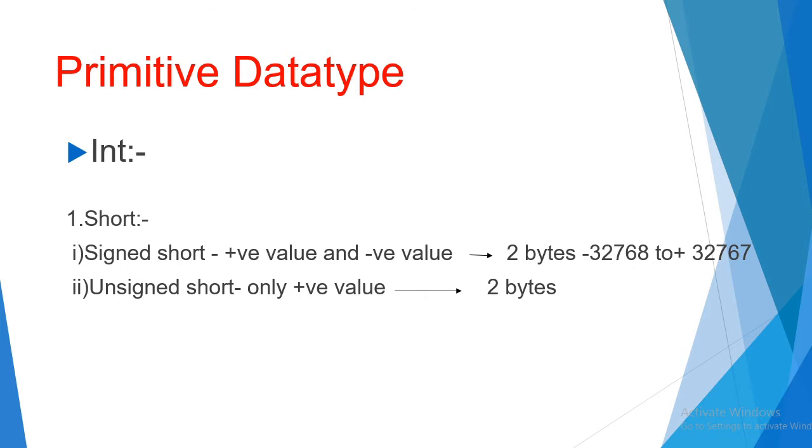How many bytes of memory is it allocating? It is allocating 2 bytes of memory, meaning signed and unsigned both allocate 2 bytes of memory.